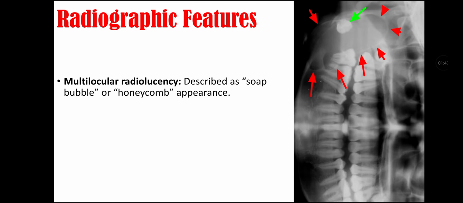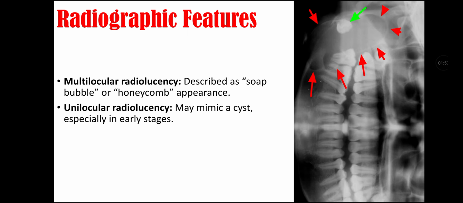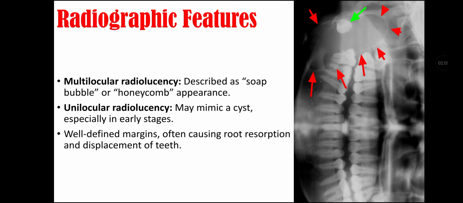Radiographic features of ameloblastoma. First, we will see multilocular radiolucency, that is described as a soap bubble or honeycomb appearance of radiolucency. Then there may be unilocular radiolucency that may mimic a cyst, especially in early stages. This radiolucency has well-defined margins, often causing root resorption and displacement of teeth. Expansion of cortical bone occurs with thinning of the cortical bone.